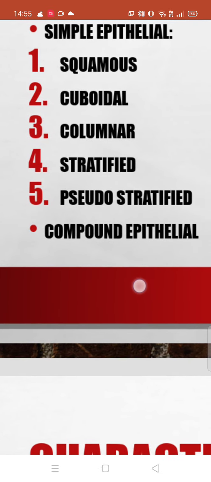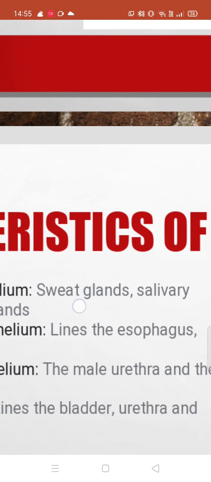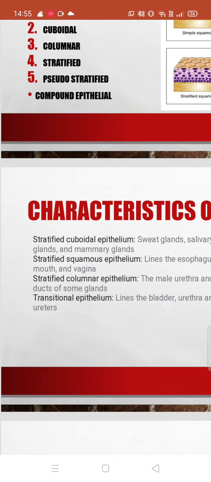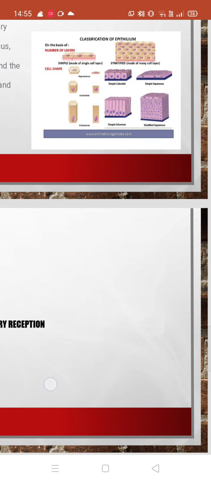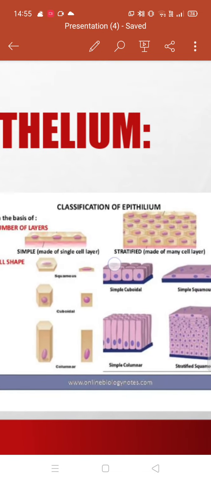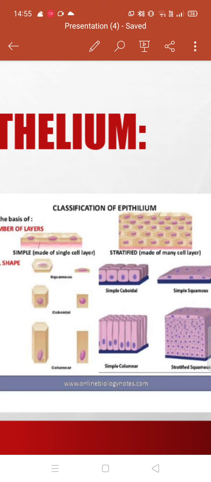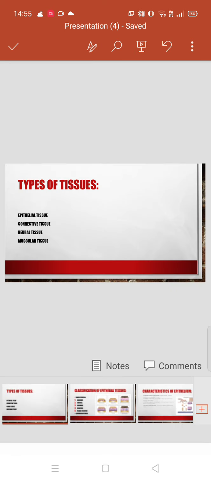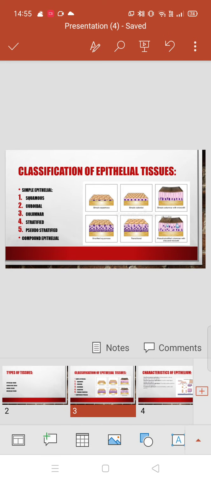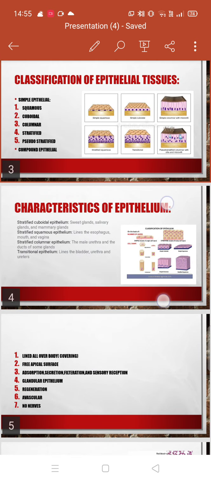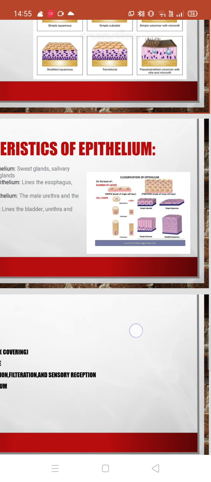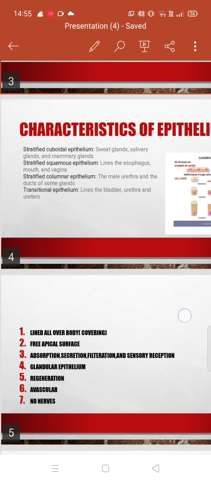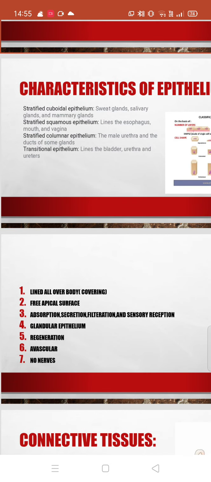What are the characteristics of epithelial cells? They are lined all over the body. They cover our body, and they have a free apical surface, an open surface. Here there is one base, the basal surface, and then the free surface, the apical surface. They also have regeneration capacity. It is regenerated.